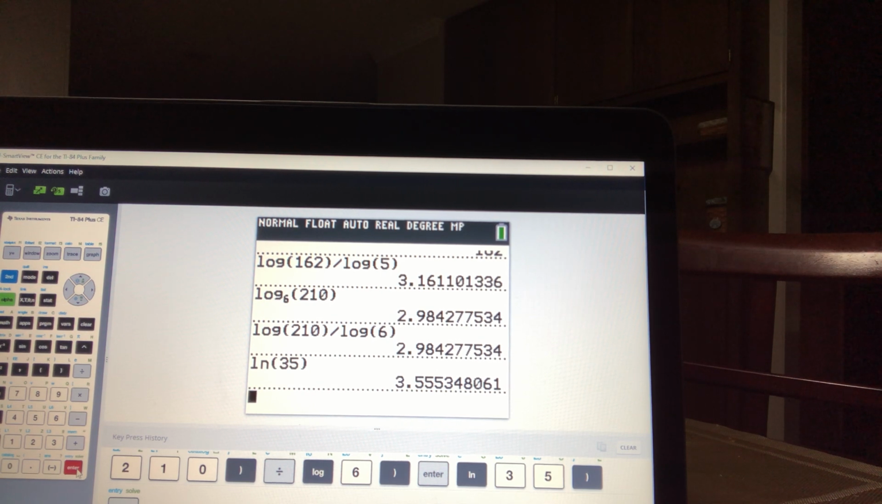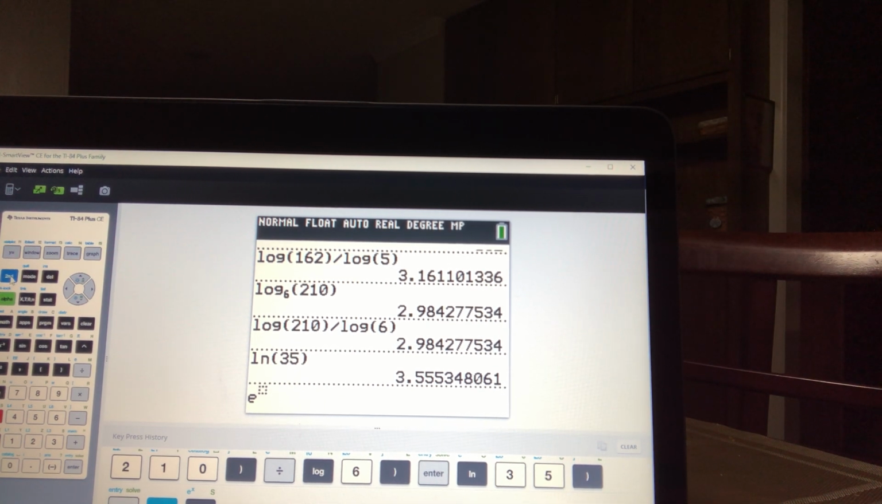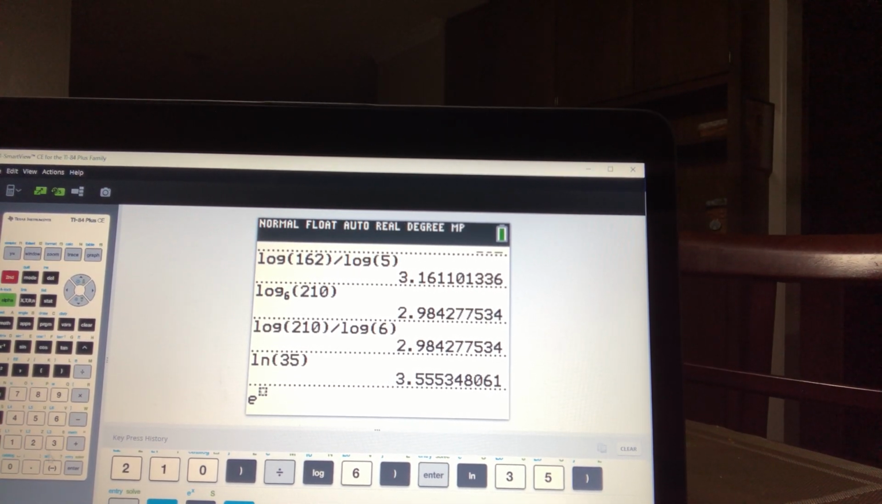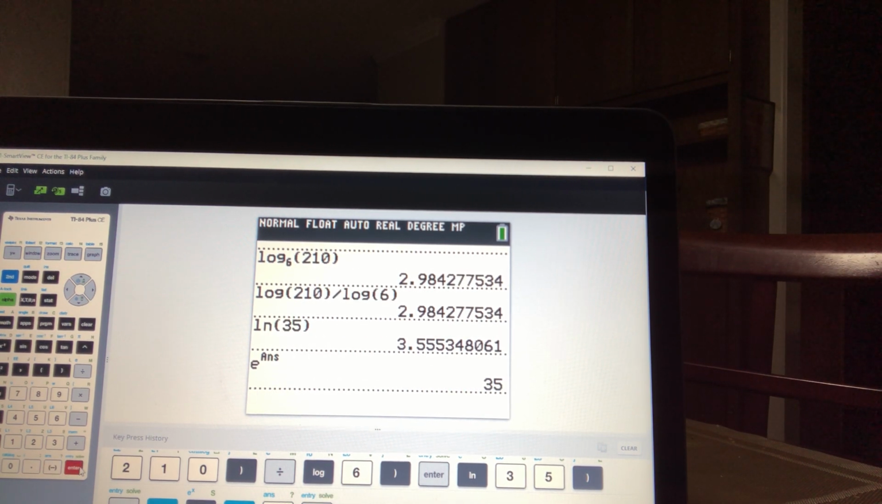Now I want you to understand again what this means. It means that you want to take the number e and raise it to that power. I showed you this in the last video. You would press second ln, that gives you e where you can raise it to a power. Then you go to answer. So e raised to that answer is 35. It works the same way as the other logs. It's just that e is the base rather than a 10 or any other number. It's e. Okay, so that's the first one.